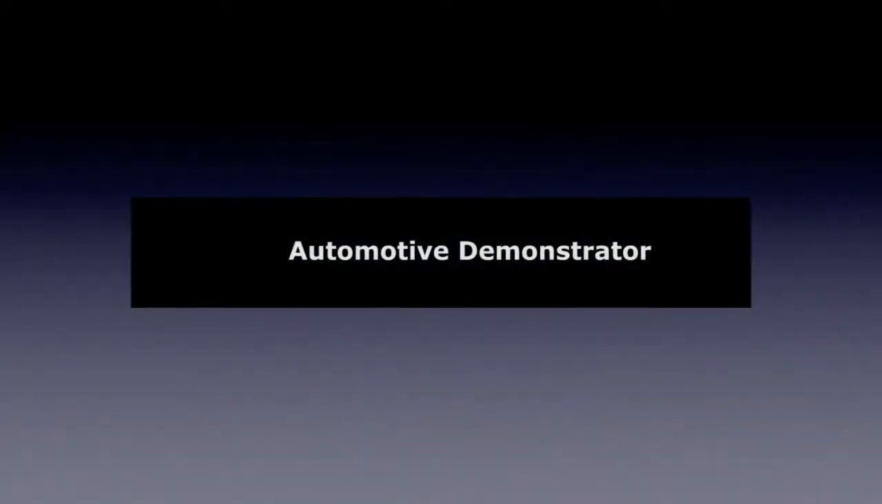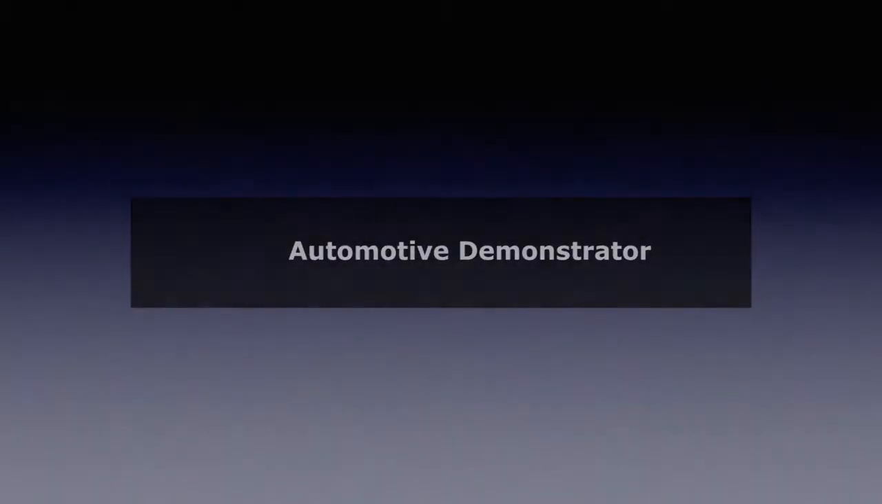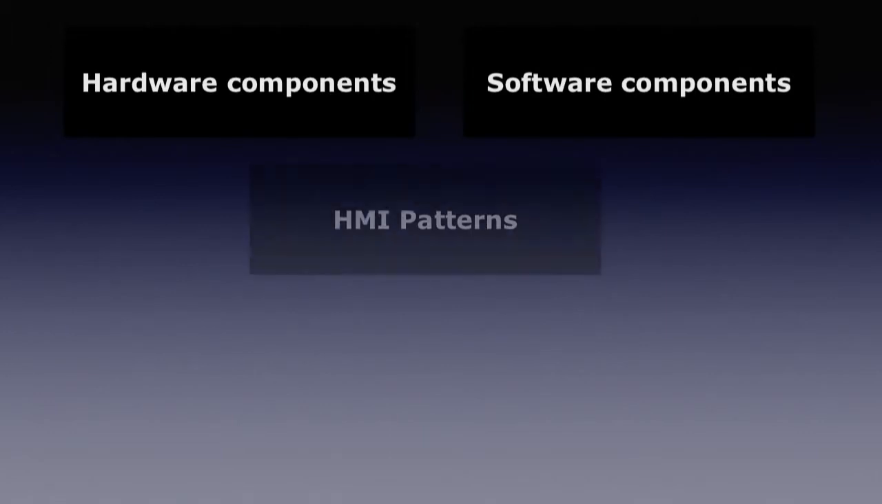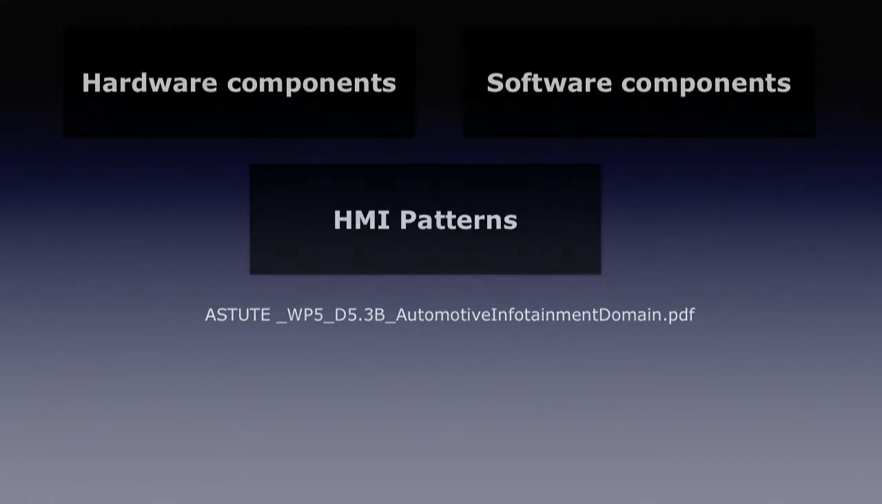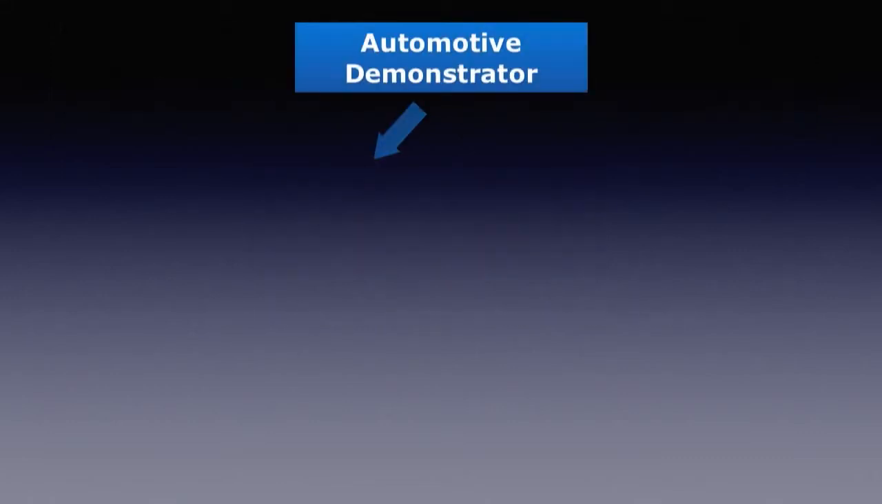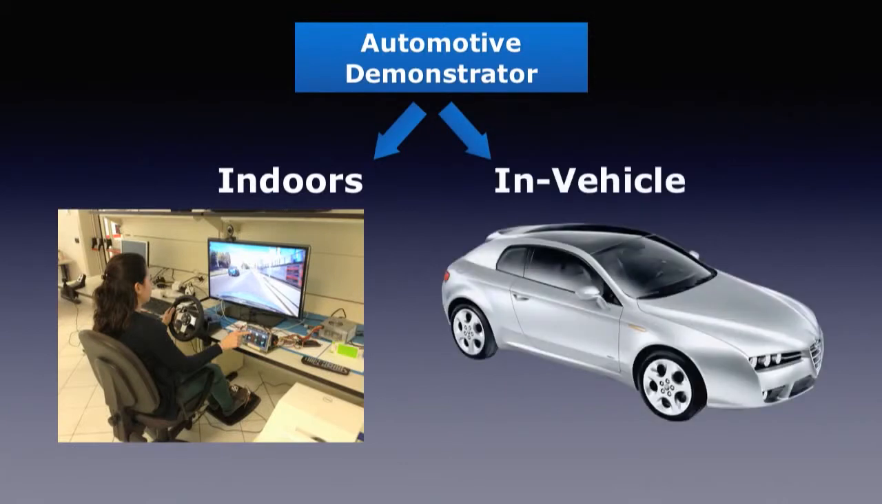The automotive demonstrator is described in this video in terms of hardware components, software components, and HMI patterns. Let's see the hardware components first. The automotive demonstrator can be set up both indoors and in-vehicle.